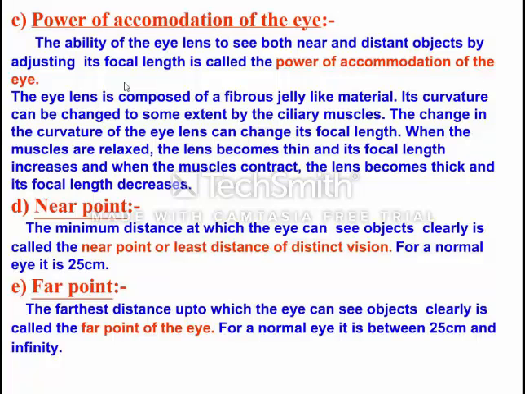Now we will see that many times I am saying near point, far point. What do we mean by near point? Okay, so what is near point? The minimum distance at which the eye can see an object clearly.